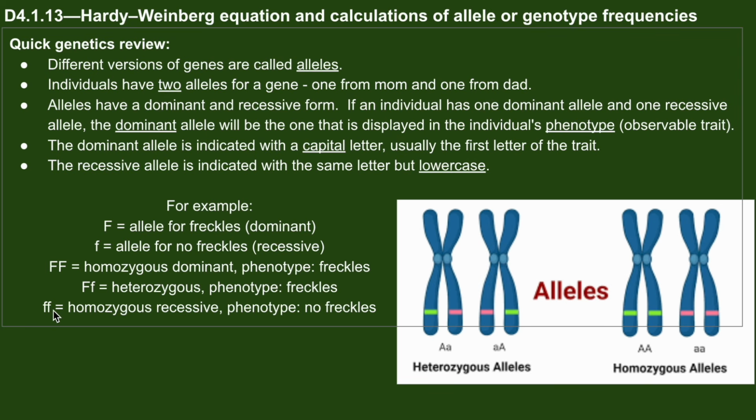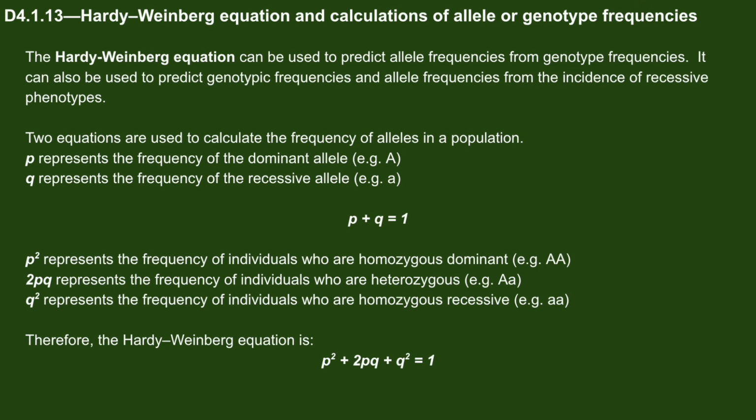On the other hand, if we have two little f's, we call that homozygous because that's still the same, but now it's homozygous recessive because there's two little f's. And in this case, the phenotype then is no freckles.